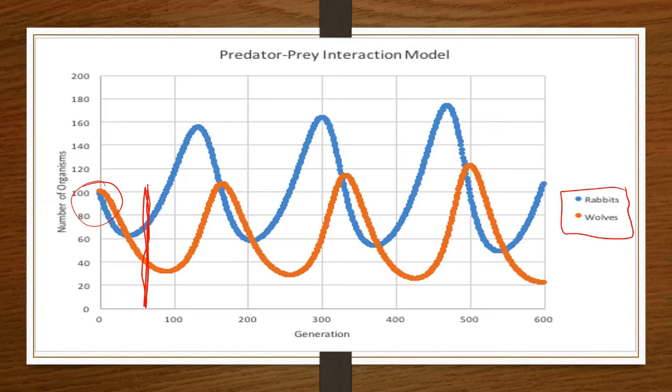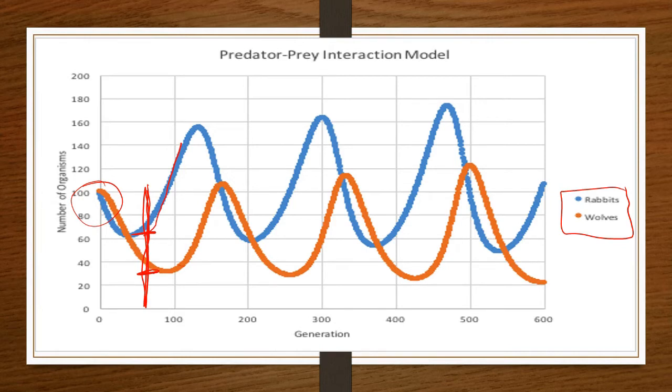So this is my focus point to start. Now, at this point, we have a lower population of rabbits and an equally low population of wolves. Now, the first thing that's going to happen is, because there's a low amount of wolves, the prey species, the rabbits, can reproduce very, very rapidly. So their population is going to grow very, very quickly. So you see the rabbit population shoots way up.